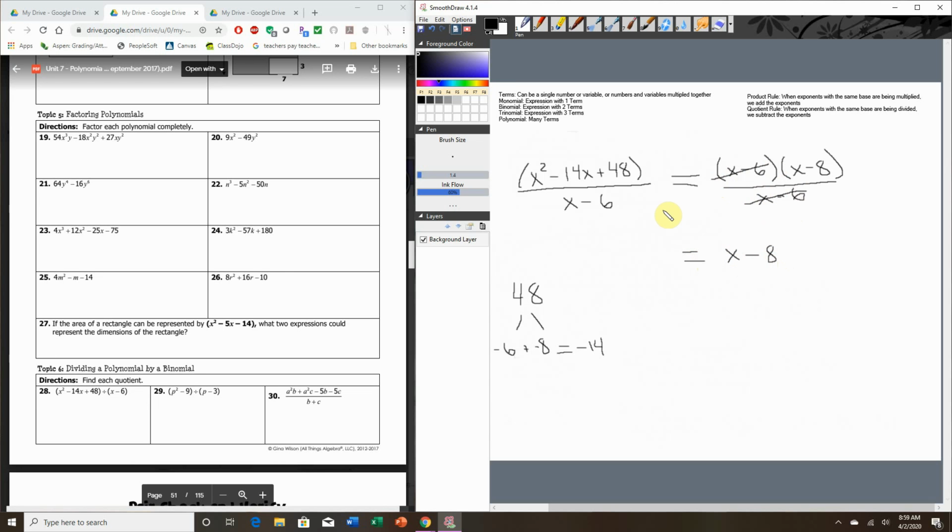Okay, so when dividing polynomials, you always want to simplify your numerator as much as possible. So you can see that we have a factor that will cancel out. Okay, so you're looking for what can we cancel out to make this a simplified polynomial.